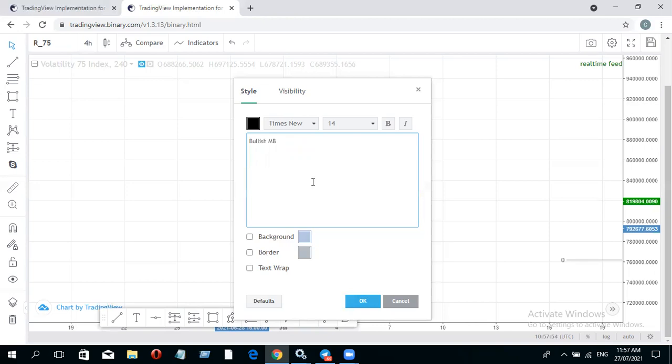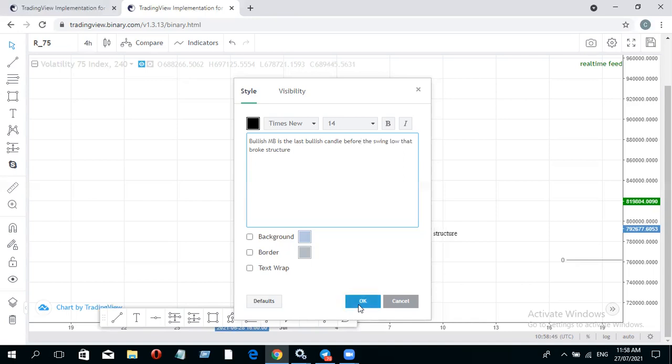The bullish mitigation block is the last bullish candle prior to the swing low that broke structure. What that simply means is that the bullish mitigation block is the last bullish candle before the swing low. Let us make it easy. Before the swing low that broke structure.